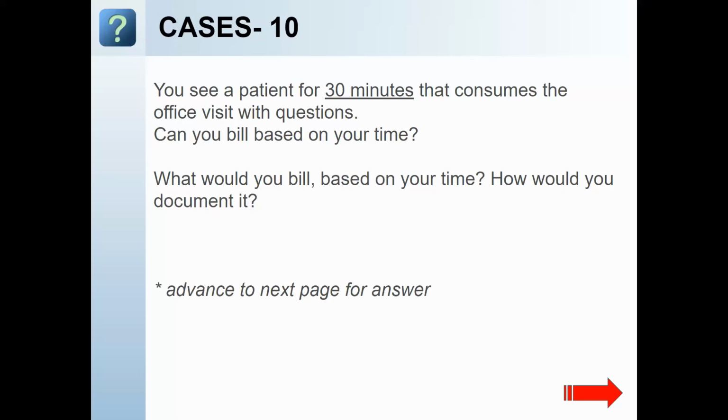Or maybe their husband's in there with them now, their wife's in there with them, or their son or daughter's in there with them, the elderly patient. They want to ask more questions, or everybody's got stuff. Or maybe somebody's getting ready to have surgery and they want to ask you a whole bunch of questions like, do I really need this?